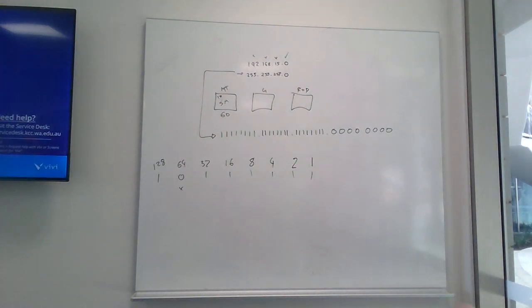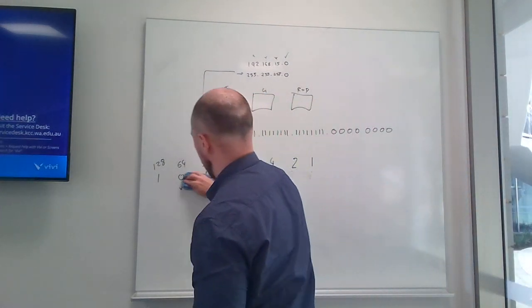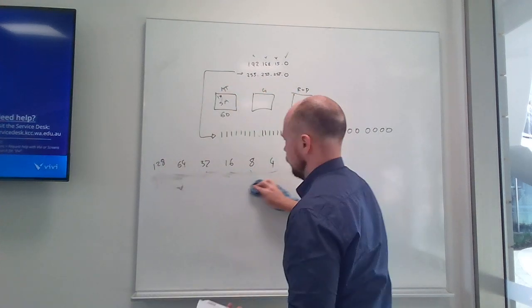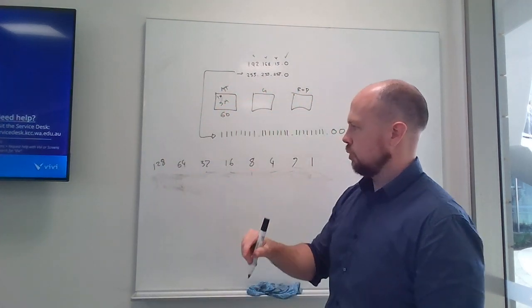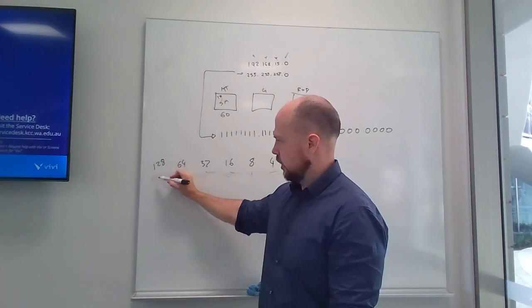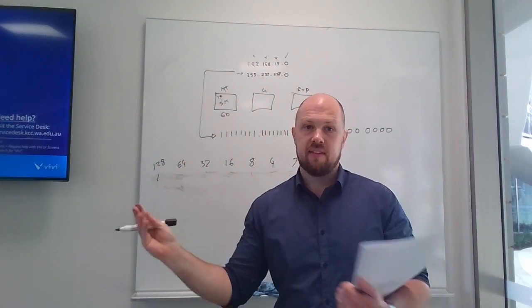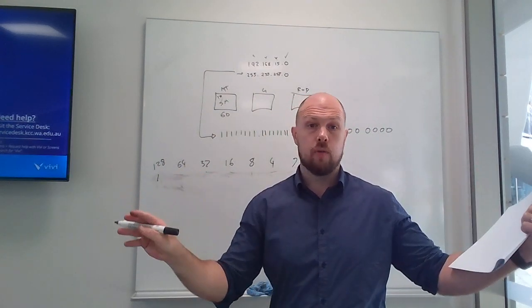So bad, can't do that. So knowing that, we go, all right, we then need to get the next best thing we can using that rule. So obviously 128 is too much. So we write a 1 there. The 1 means it's now part of the network. It's no longer usable for hosts.